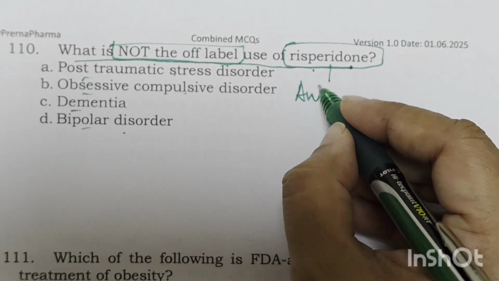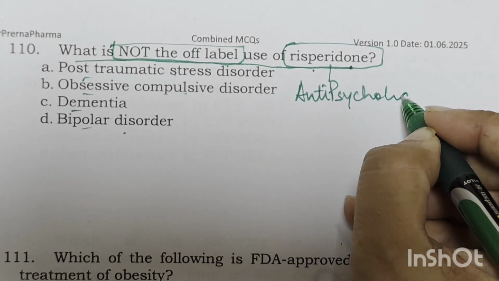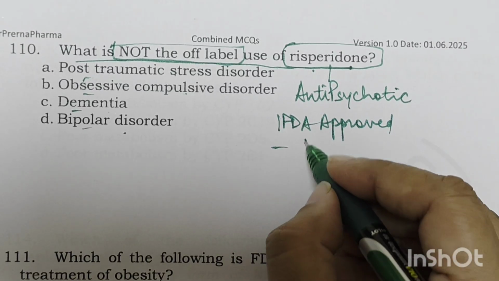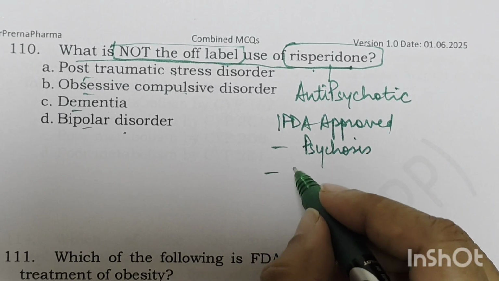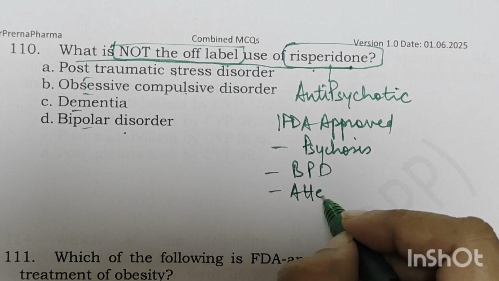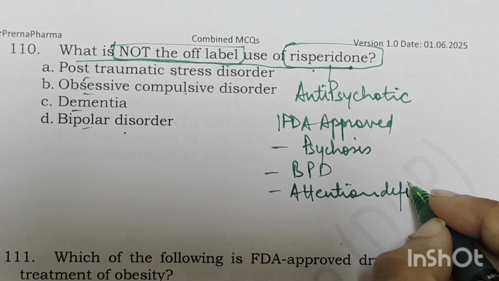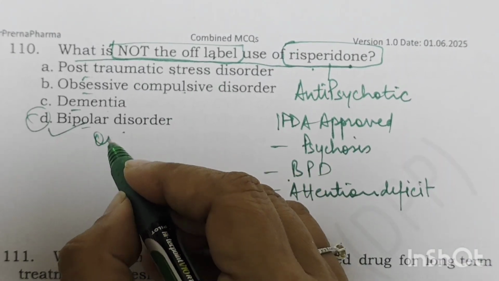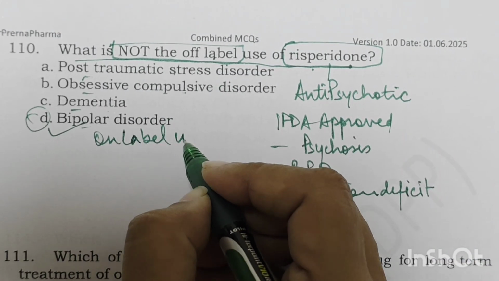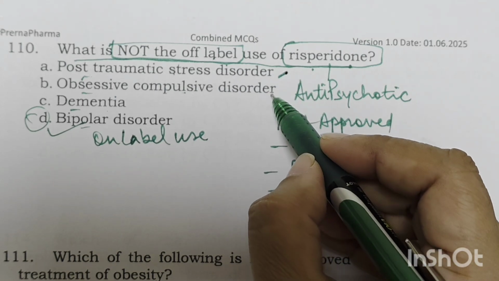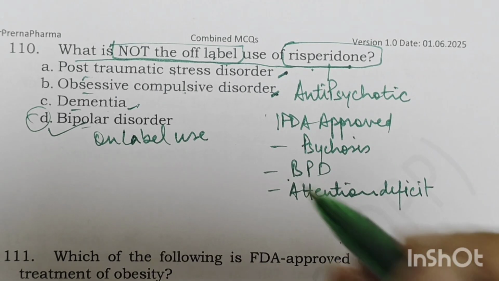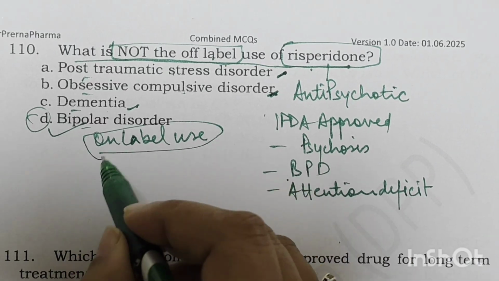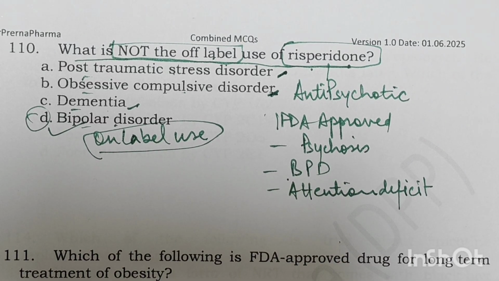Now risperidone is an antipsychotic, right? It is FDA approved for the treatment of psychosis, schizophrenia, bipolar disorder, and autism spectrum disorders. So it is actually FDA approved, so it is not off label. Bipolar disorder is an on label use. It is not used in PTSD, not given in OCD, and dementia and such, even if given, are off label, as they are not FDA approved uses. So the on label use is bipolar disorder. So the answer here is bipolar.